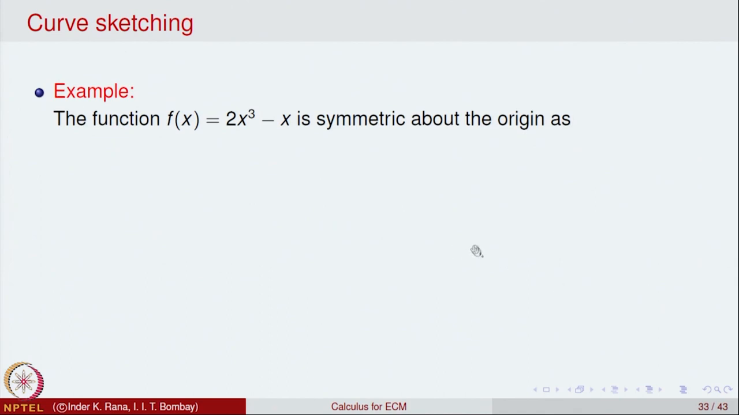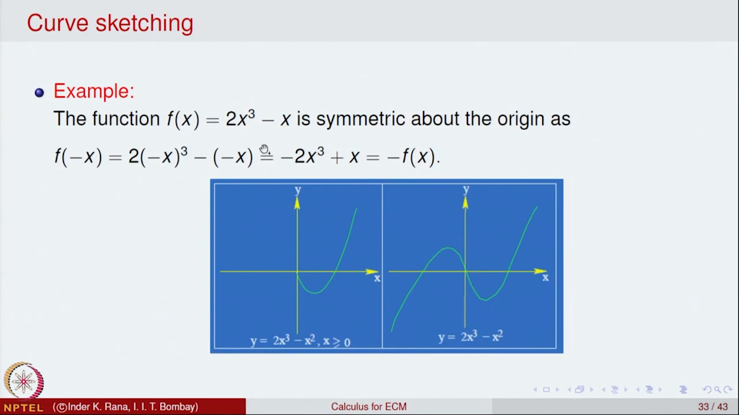For example, if you look at 2x cube minus x, this is symmetric around the origin, because if you change x to minus x, 2x cube gives you minus of x cube, and minus x gives you plus x, that is minus of minus. So, that is minus of f of x.